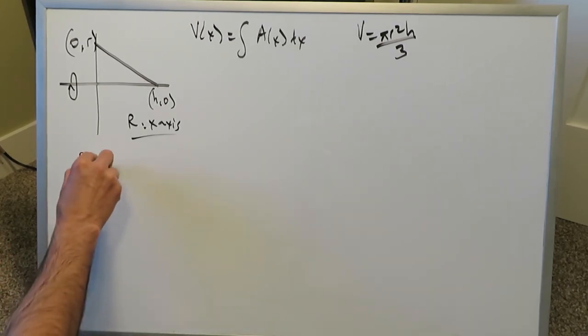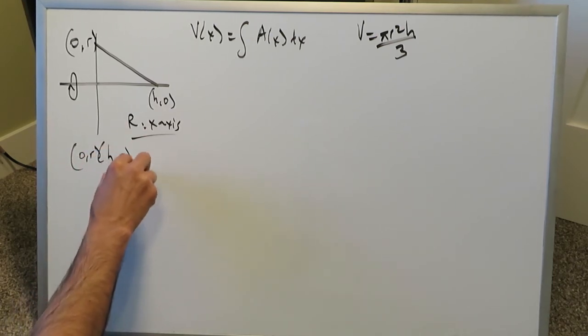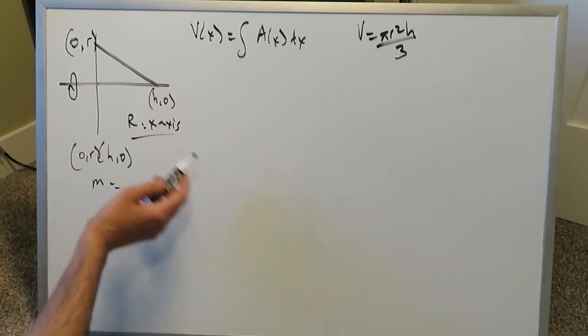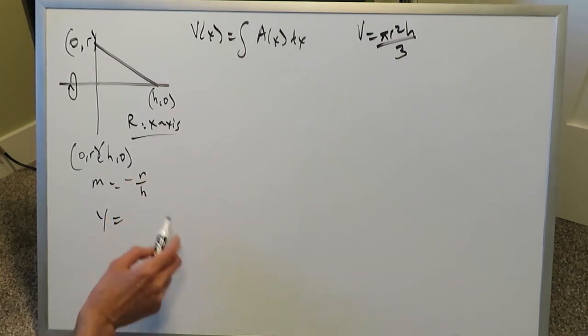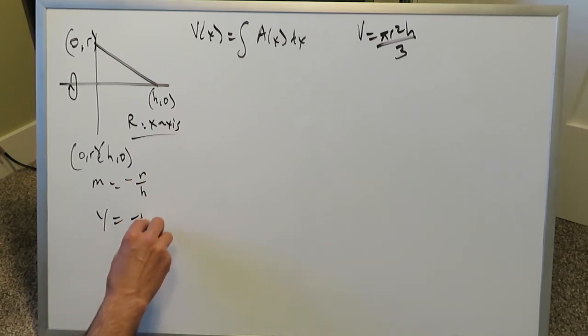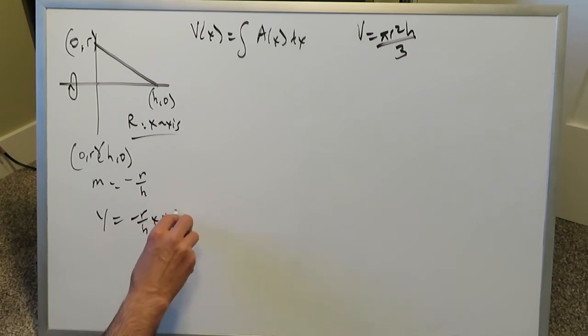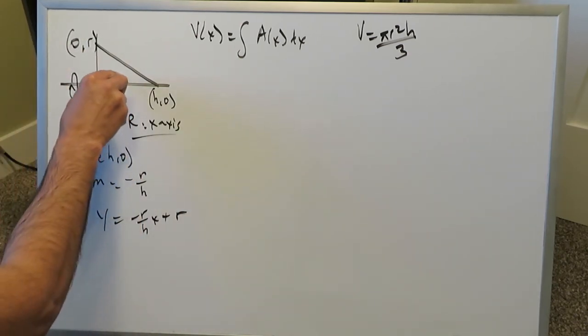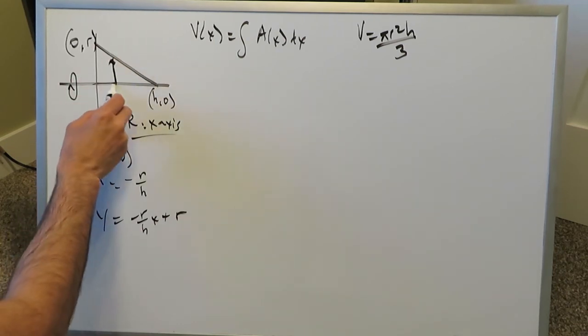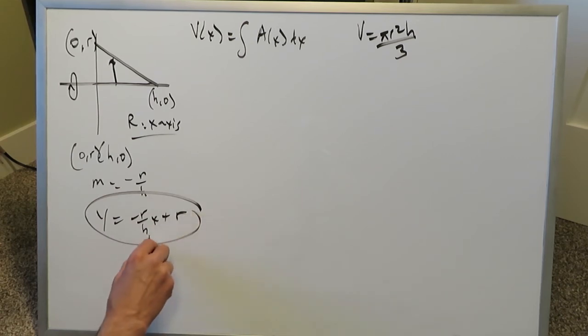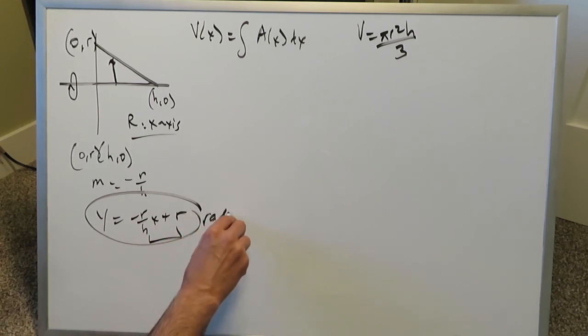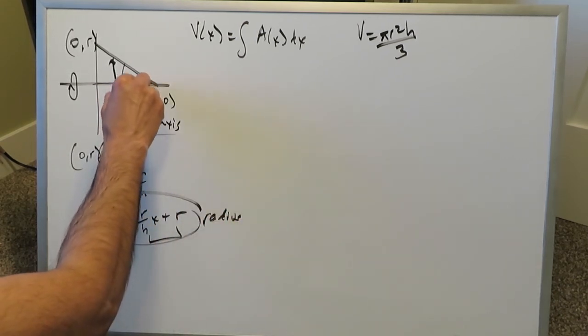We have (0, r) and we have (h, 0). M here, the slope, is equal to minus r over h. Y, the equation mx plus b, is equal to minus r over h x plus r, my y-intercept. This right here represents the distance of any point from this line of axis of rotation up to any point on this curve. This, specifically, is here your radius, and these slices which are generated right over here represent circular slices.